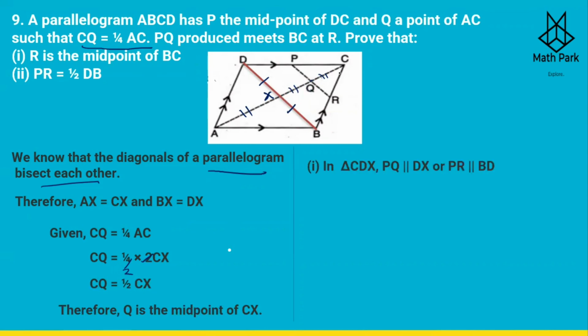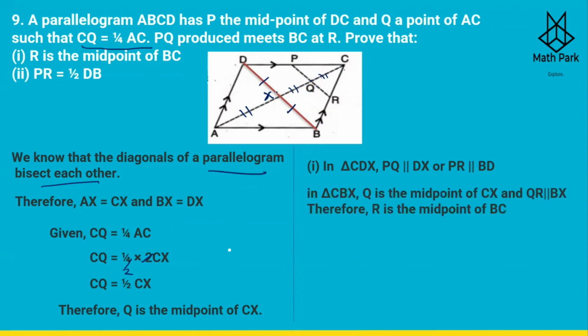Now in triangle CDX, you have PQ parallel to DX, because PR is parallel to BD, right? So in CBX, you have Q is the midpoint of CX and QR is parallel to BX. So therefore you get R is the midpoint, because QR was parallel to BD. So by converse of midpoint theorem, you get R is the midpoint. Q, we already proved the midpoint, right? And you know that QR is parallel to BD. So therefore, by converse of midpoint theorem, you get R is the midpoint of BC. So we are done with the first part.